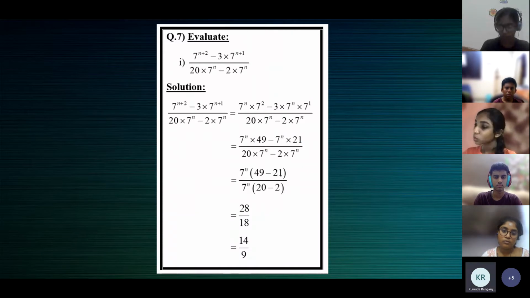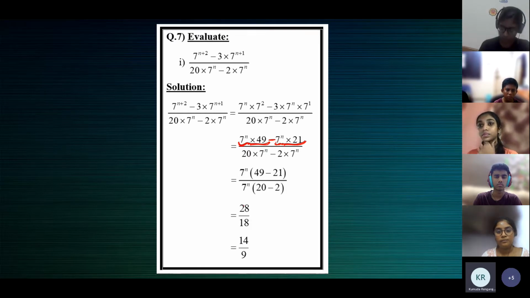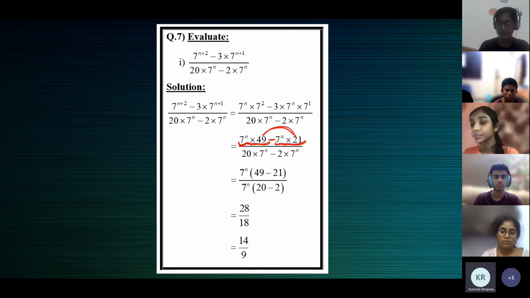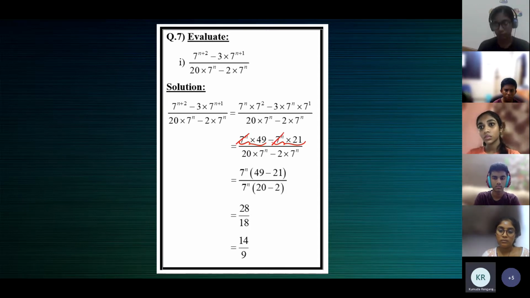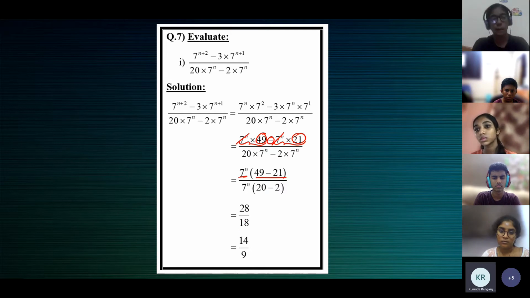Now we take 7 to the power n common. Between these two, there's a minus here. The separator is minus. Between this and this, 7 to the power n is common. Don't take out anything else common. Meaning between 49 and 21 you have 7 common, but leave the numbers, don't disturb the numbers. Just take out 7 to the power n common. Write it out. So what will come in the bracket? 49 minus 21.